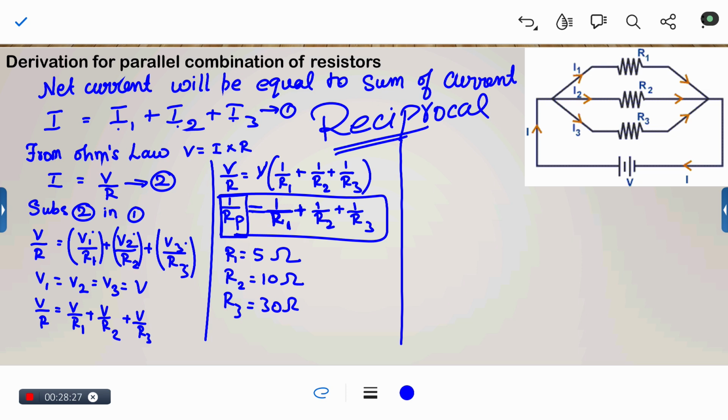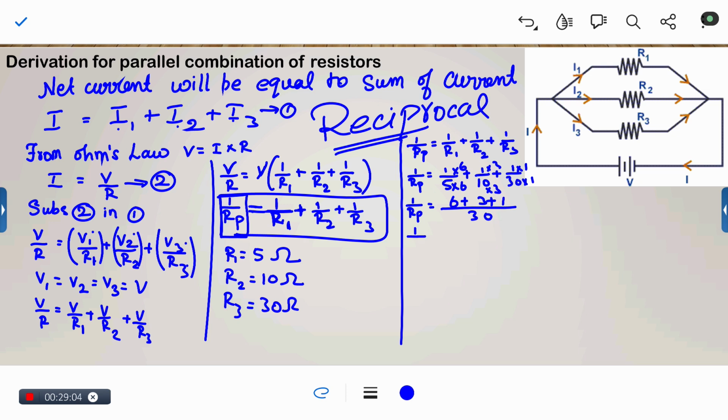So what is the formula to calculate net resistance in parallel? 1 by Rp is equal to 1 by R1 plus 1 by R2 plus 1 by R3. So 1 by Rp is equal to 1 by 5 plus 1 by 10 plus 1 by 30. Take the LCM of all three numbers or make the denominator common: 1 into 6, 6 plus 3 plus 1 divided by 30. So 1 by Rp is equal to 10 by 30.